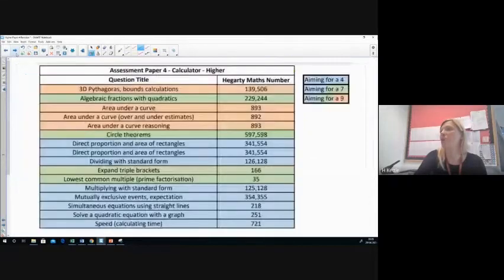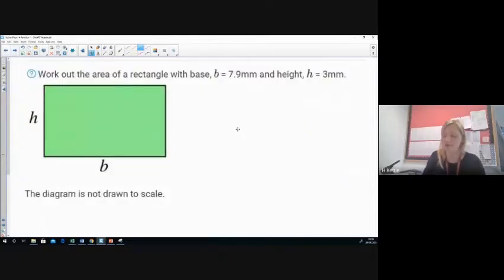Cool. Question 2, work out the area of a rectangle. So all of you should know how to work out the area of a rectangle, but just to recap, the area of a rectangle is base times height. So if they've told me the base here is 7.9, let's just label that on. And they've told me that the height is 3, we're going to do 7.9 times by 3.